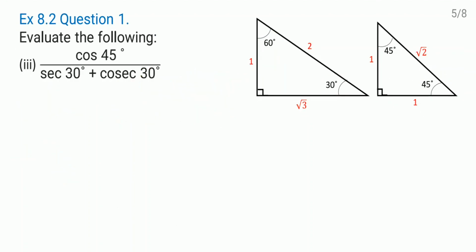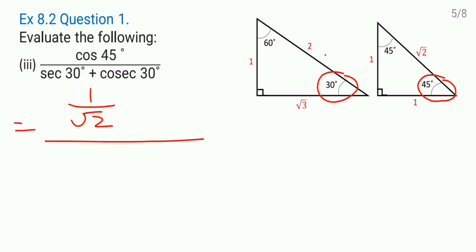Now, till now, you have learned these triangles, special triangles and these values. Now, we'll substitute the values here. Cos 45. Look at this 45 degree. Cos means adjacent upon the hypotenuse. That means 1 upon root 2 divided by sec 30. Sec 30 means hypotenuse upon the adjacent. So, 2 by root 3 plus cosec 30. Cosec 30 means hypotenuse upon the opposite. So 2 by 1. Right?